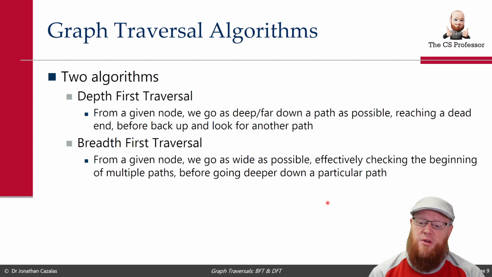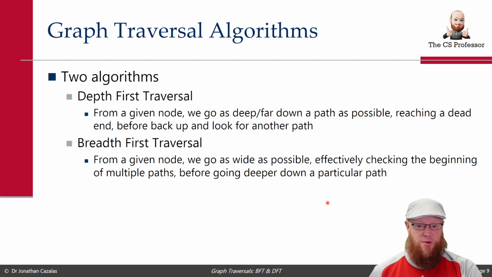So the 2 algorithms are, again, the depth first traversal and a breadth first traversal. And to make this complete, just a reminder, the depth first traversal is: from a given node, we want to go as far down a path as possible, even reaching a dead end, before we back up and look for another path.